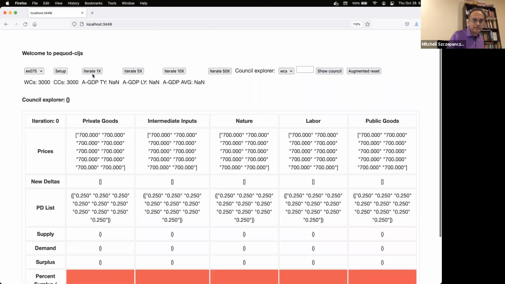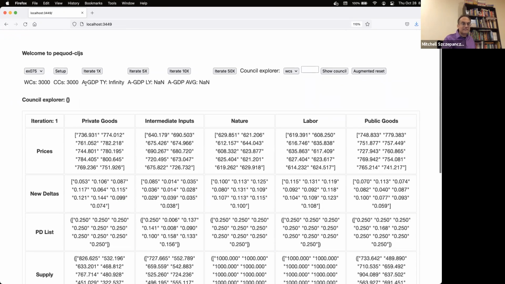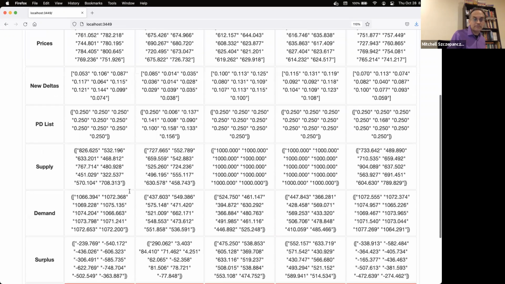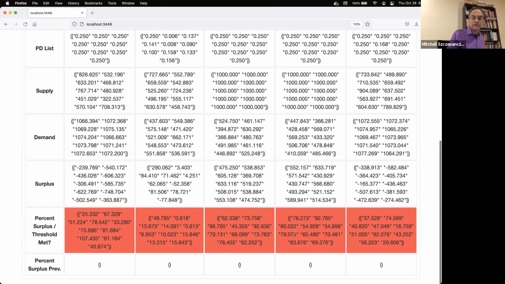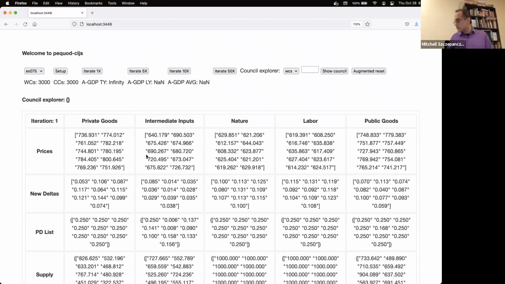So let's iterate. We've loaded the data in, we iterate once. So we have now gone through a single iteration for our mock economy of 3,000 worker councils and 3,000 consumer councils. You can see that things change, obviously, with the respective prices, supply, demands, deltas, surpluses, and the threshold. The goal here is to go from red to green. Green, which represents a 5% threshold, is what we considered, at least in some of our experiments, to be success. I am actually going to resize that so we can see everything on a single screen.